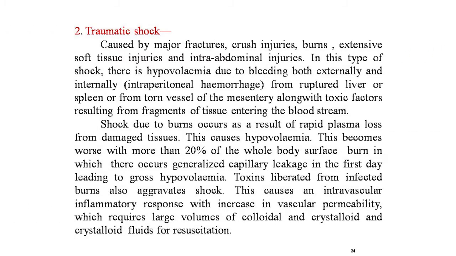Now, second is the traumatic shock. This type of shock is caused by the major fractures, crush injuries, burns, extensive soft tissue injury, and intra-abdominal injuries. In this type of shock, hypovolemia is due to bleeding both externally and internally, that is the intraperitoneal hemorrhage, from ruptured liver or spleen, or from torn vessels of the mesentery, along with toxic factors resulting from the fragments of tissue entering the bloodstream. Shock due to the burn occurs as a result of the rapid plasma loss from damaged tissues.